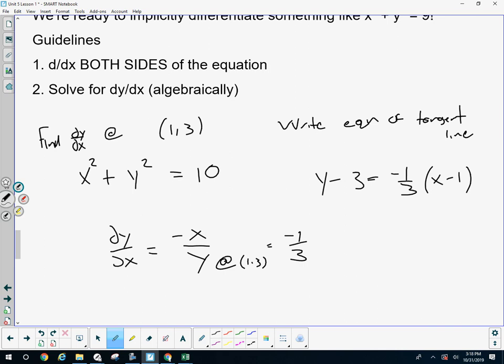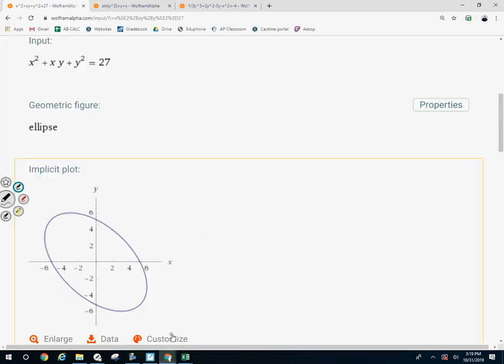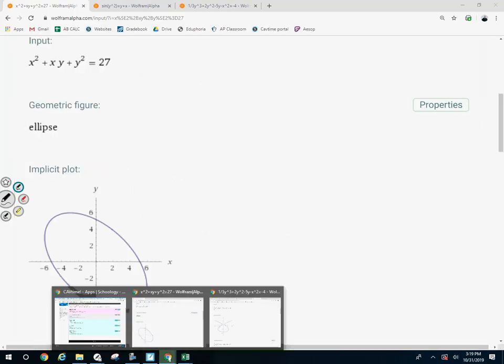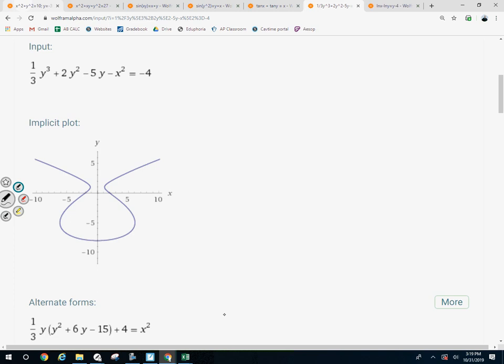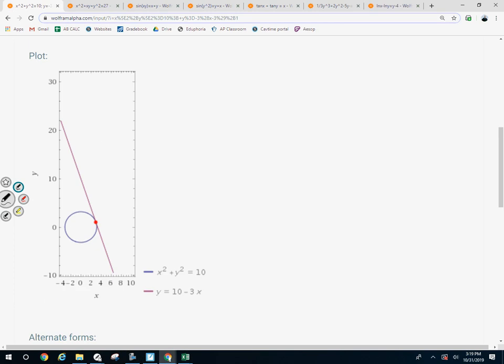I did this earlier with the point 3, 1, and we graphed it, and it looks beautiful. Not this one, here. Okay, there's my circle. x squared plus y squared equals a number is a circle. Here's my tangent line. It's awesome. It's really cool. So that is what we're going to be doing.